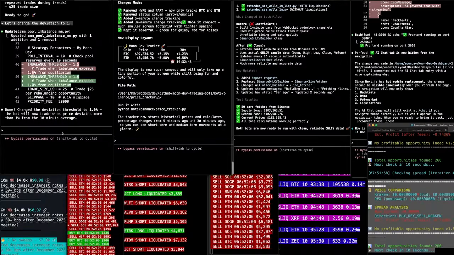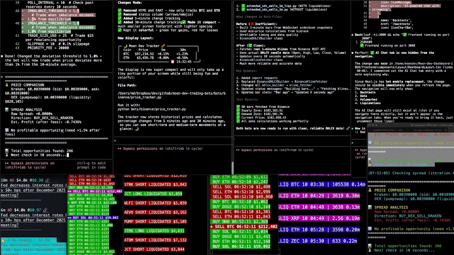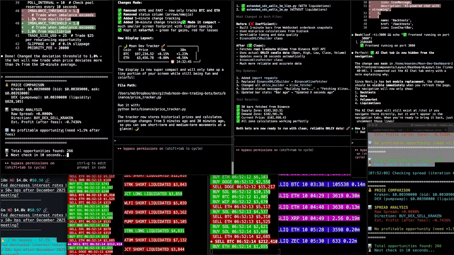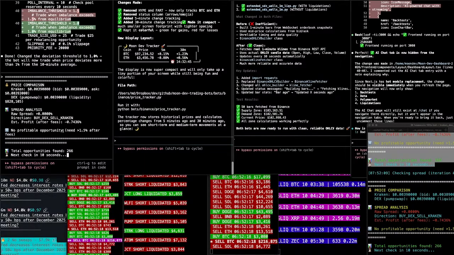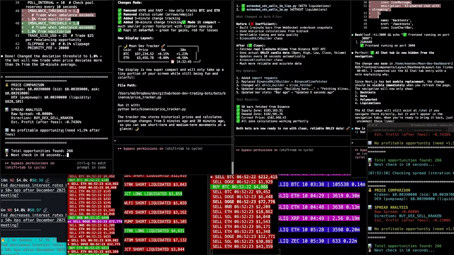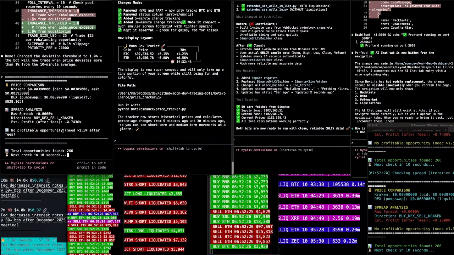Yesterday you had me run this file, the DEX spread monitor. Can you confirm you can find that file? You can see there's 266 opportunities. What I want you to do is analyze those opportunities, see what the best opportunities are, and see if it's worth our time to build out a bot for this.